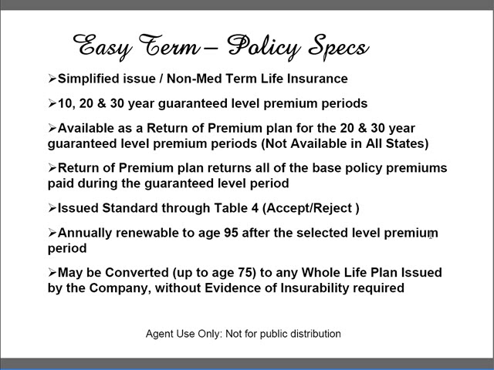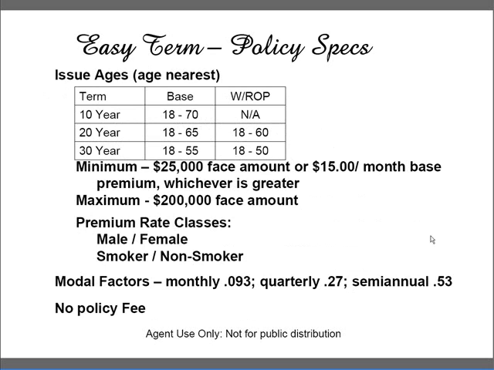It is issued age nearest birthday, and for the 10-year term is issued ages 18 to 70, on the 20-year term ages 18 to 65 or ages 18 to 60 with the return of premium rider. On the 30-year term is issued ages 18 to 55 and ages 18 to 50 with the return of premium rider.